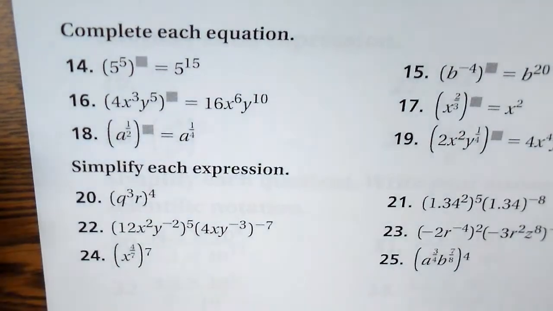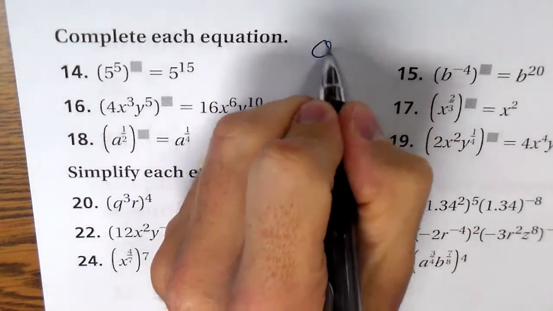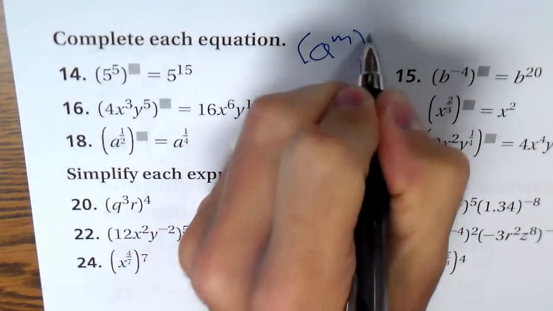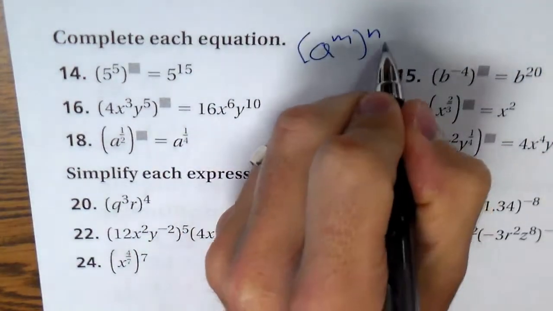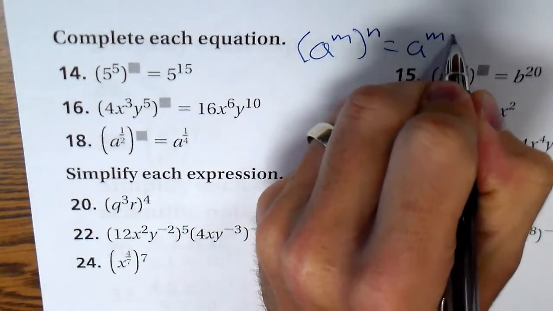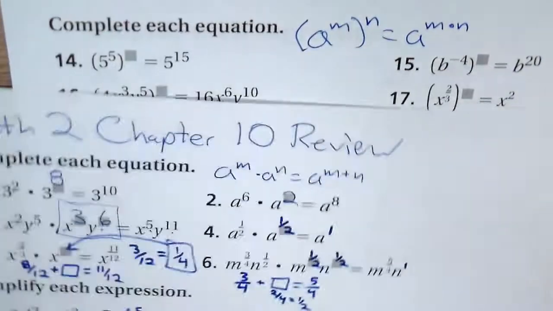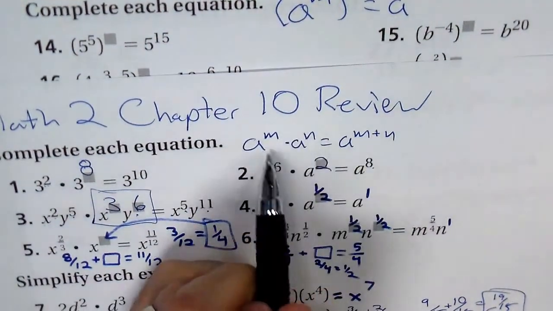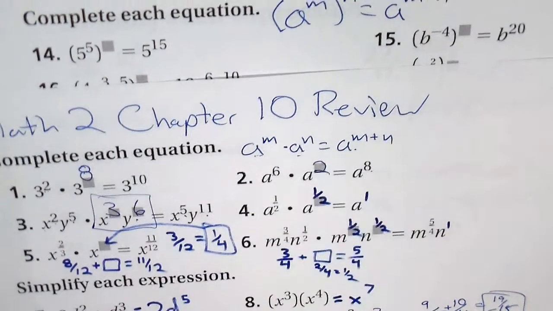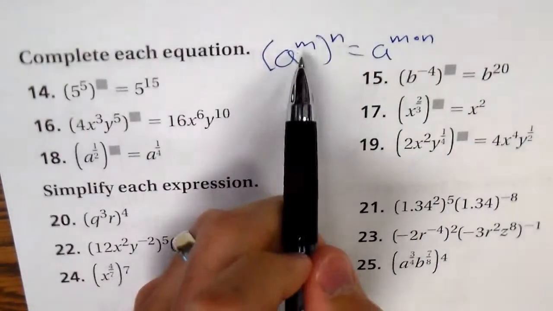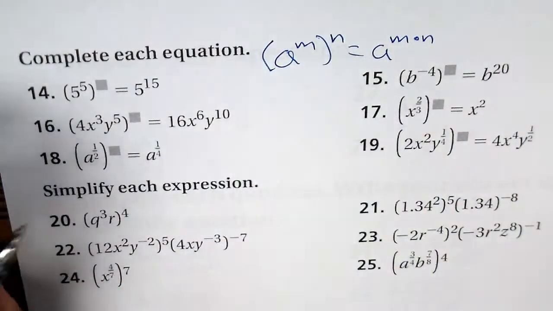Now looking at 14. Here we have an exponent to an exponent. So when we have a to the m to the n, we're going to say that's a to the m times n. Now that's different than the one we've already talked about. When it's two separate bases, we add the exponents. In this one, when it's an exponent to an exponent, we multiply.